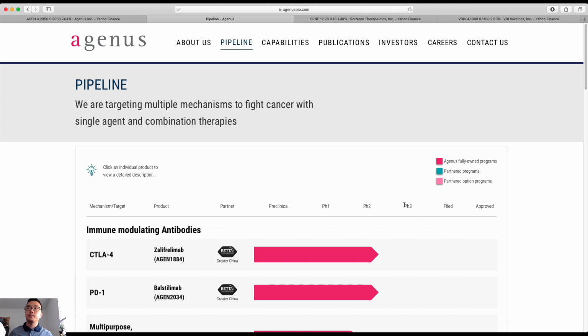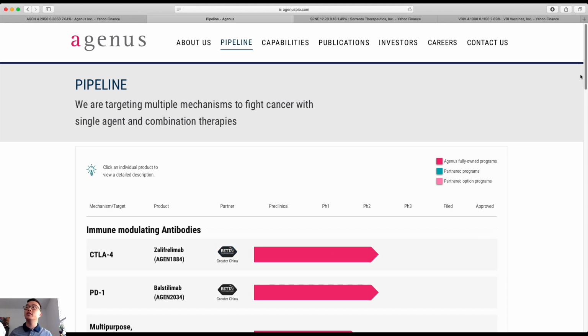And before you pass phase three and get the approval, you'd have to file a new drug application or a biologics license application to the Food and Drug Administration prior to approval. So the goal is to see the bars be towards the end, okay?